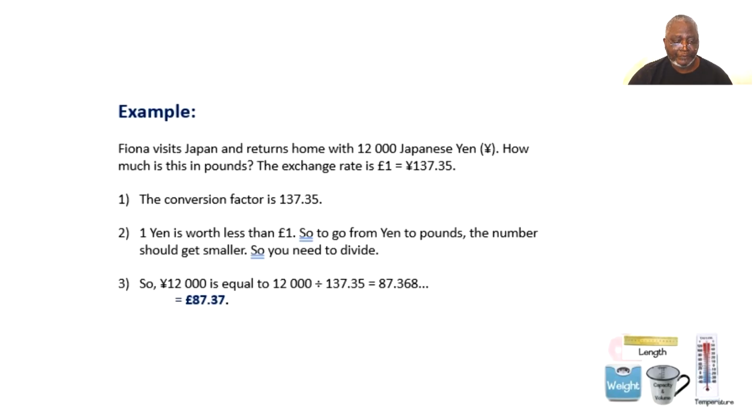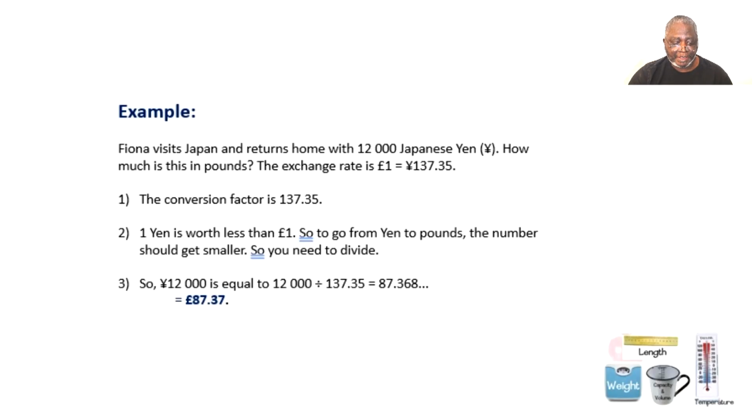Example: Fiona visits Japan and returns home with 12,000 Japanese yen. How much is this in pounds? The exchange rate is 1 pound equals 137.35 yen. The conversion rate is 137.35.